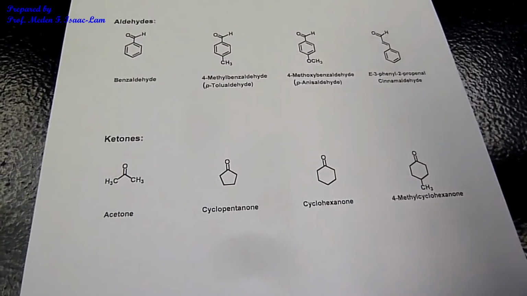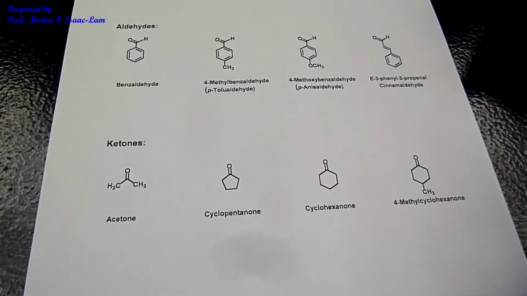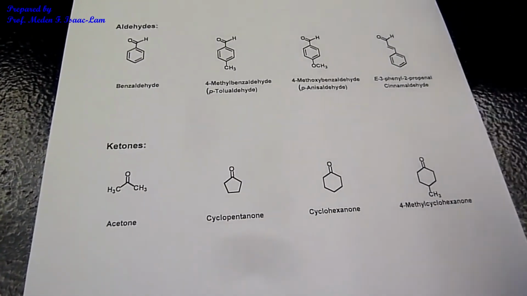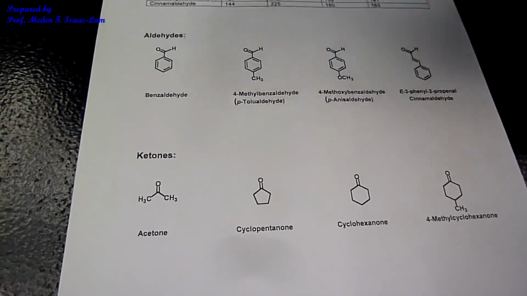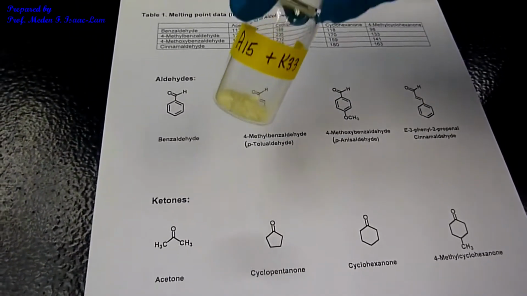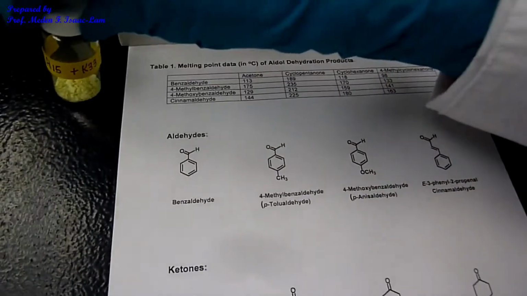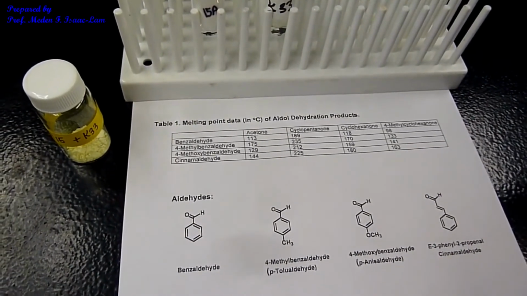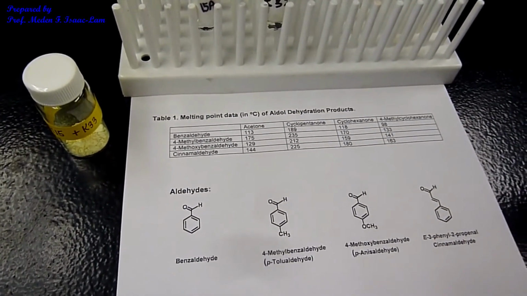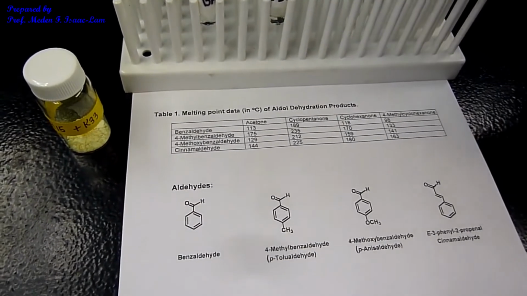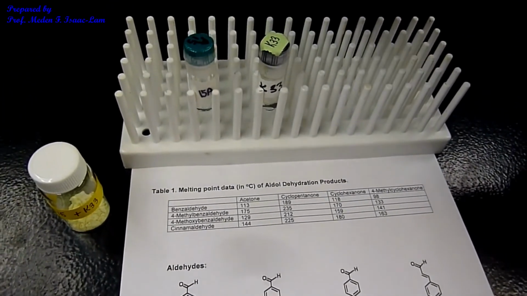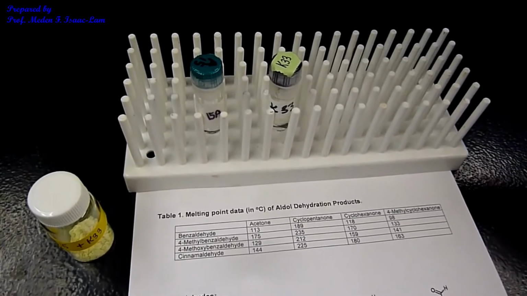So the aldol condensation product is actually a big structure. It's colored, like in this case, it's actually yellow, and it's a solid. So the starting aldehyde and the starting ketone are liquids at room temperature, as shown in here. So 15A and K33 are both liquids at room temperature.